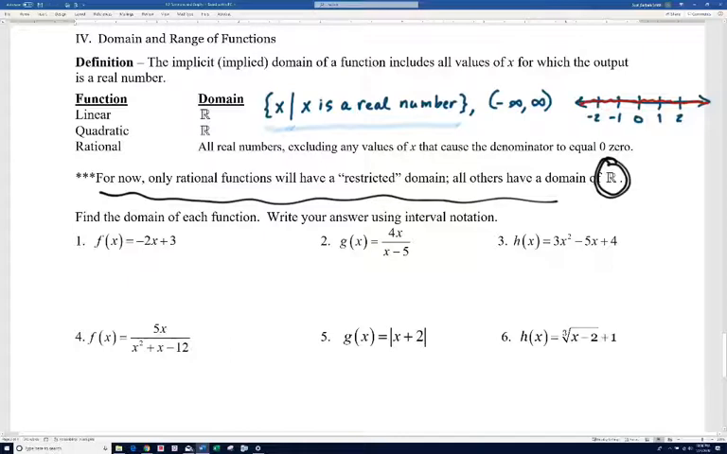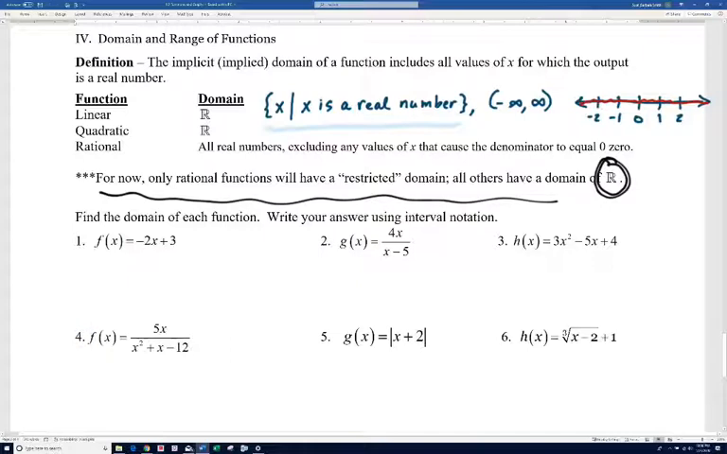Well, really, the only problems that will not have a domain of all real numbers would be 4 and 2, because those are the ones that are rational functions. Remember, I said all the others are going to have a domain of all real numbers, at least up to this point. We'll run into some later on where that's not the case. But let's go ahead and look at this a little more closely.